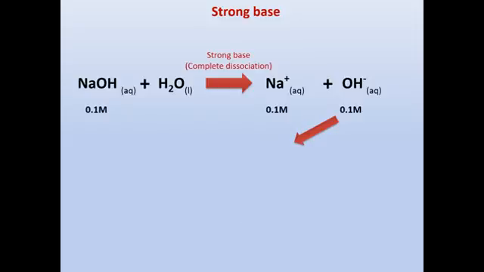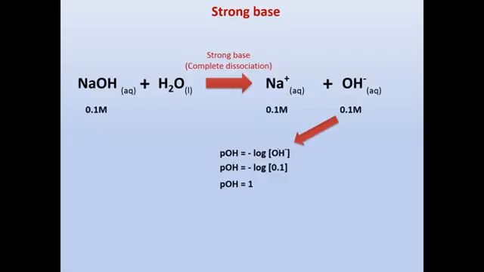The next example is for a strong base. A strong base like sodium hydroxide completely dissociates. So a 0.1 molar solution of sodium hydroxide completely dissociates, and we get 0.1 molar sodium ions and 0.1 molar hydroxide ions. So it's these hydroxide ions here which are going to affect the pH. There's a couple of ways we can do this, and this is just one example.